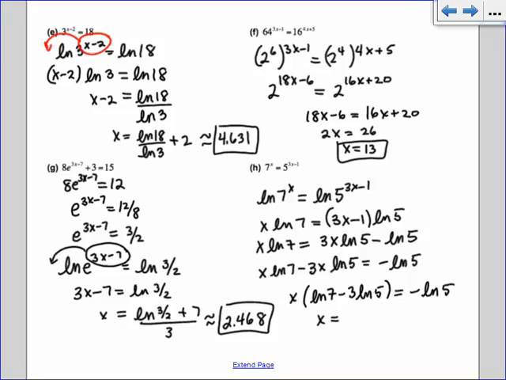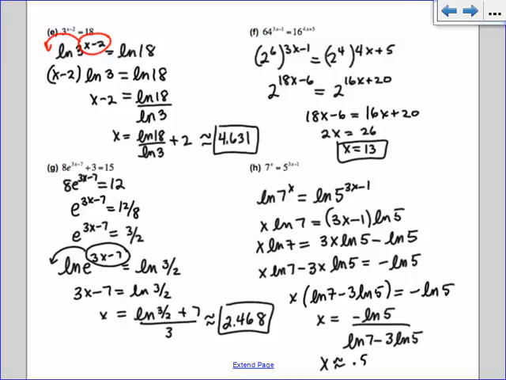So now I divide. So I have negative natural log of 5 all over natural log of 7 minus 3 natural log of 5. And we can leave it like that. That would be an exact answer. So let's find the approximation. So negative natural log of 5 divided by natural log of 7 minus 3 natural log of 5.